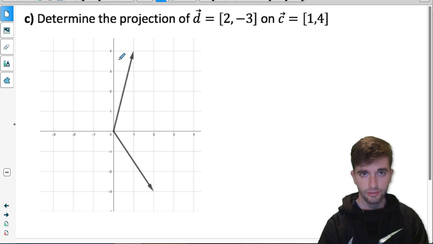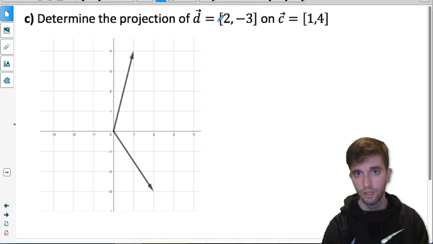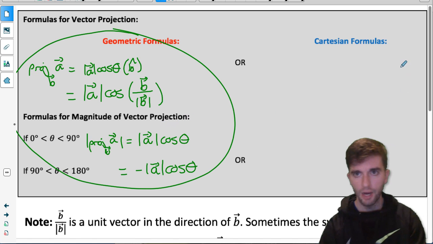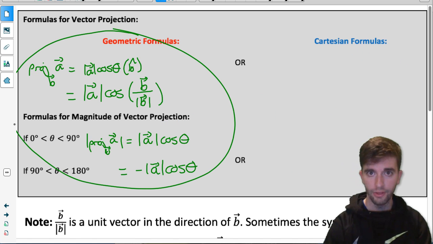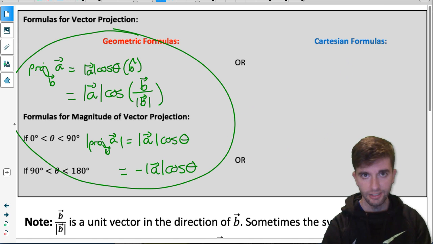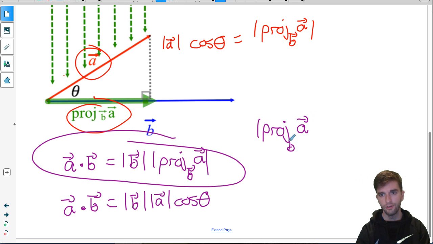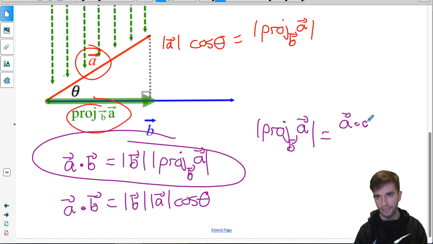Part C actually gives us algebraic vectors. We know the x and y components of the vectors, so we're going to have to go back and come up with the formula for the algebraic vectors if we want the magnitude of the projection or the vector projection. Let's look down here at this formula for dot product before I replace the magnitude of the projection with magnitude A cos theta. Let's just look at this version of it, and let's isolate the magnitude of the projection. So the magnitude of the projection of vector A onto vector B equals the dot product divided by the magnitude of B. So A dot B divided by the magnitude of vector B.